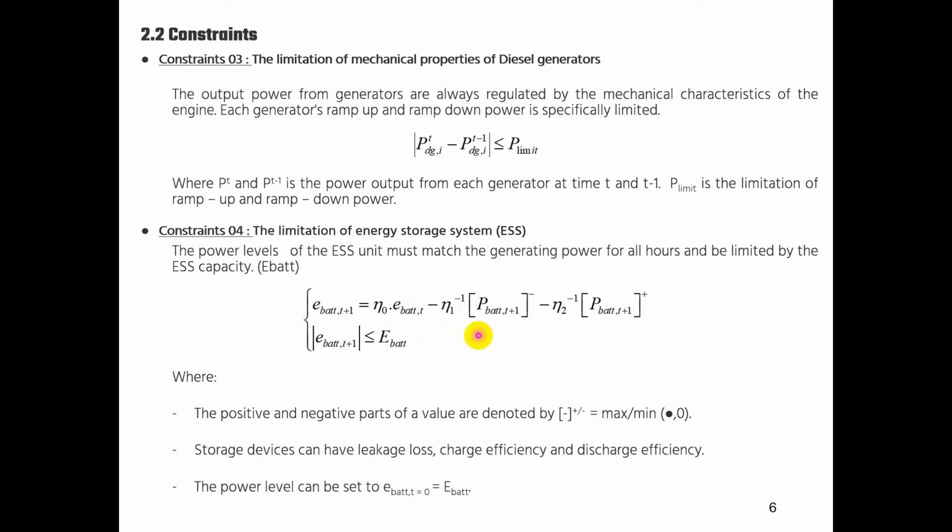At any one moment, the battery can only be charged or discharged. For example, when the battery is discharged, this part will be greater than 0 and this part will be 0, and otherwise, when the battery is charged, this part will be greater than 0 and this part will be equal to 0. And the final limitation is that the power at time t plus 1 has to be smaller than or equal to the capacity of the battery.